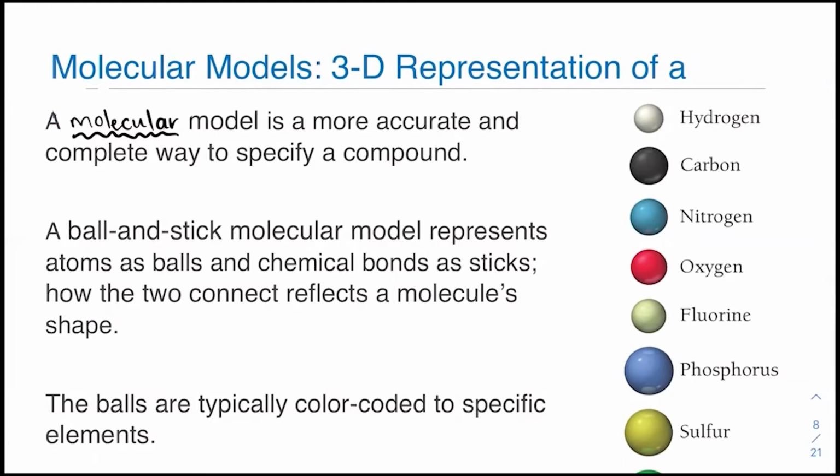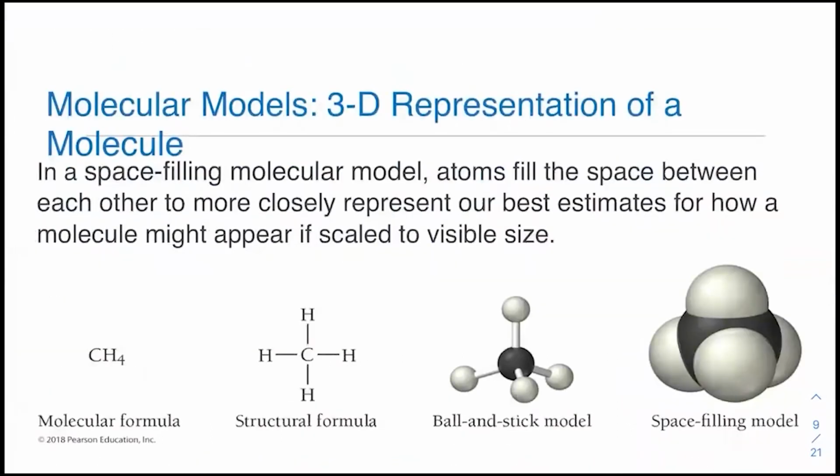Typically they're color-coded. There's not any one way to color code. This is just how your book typically color codes. It's not the only way, but normally when we see these ball and stick models, they color code the elements in the molecule so that you can see which one is which. For instance, this is a molecular formula, CH4. The structural formula shows all of those bonds. All of the hydrogens are bound with single bonds, one line from the carbon to each hydrogen. The ball and stick model, notice how it starts to look more like a 3D shape.